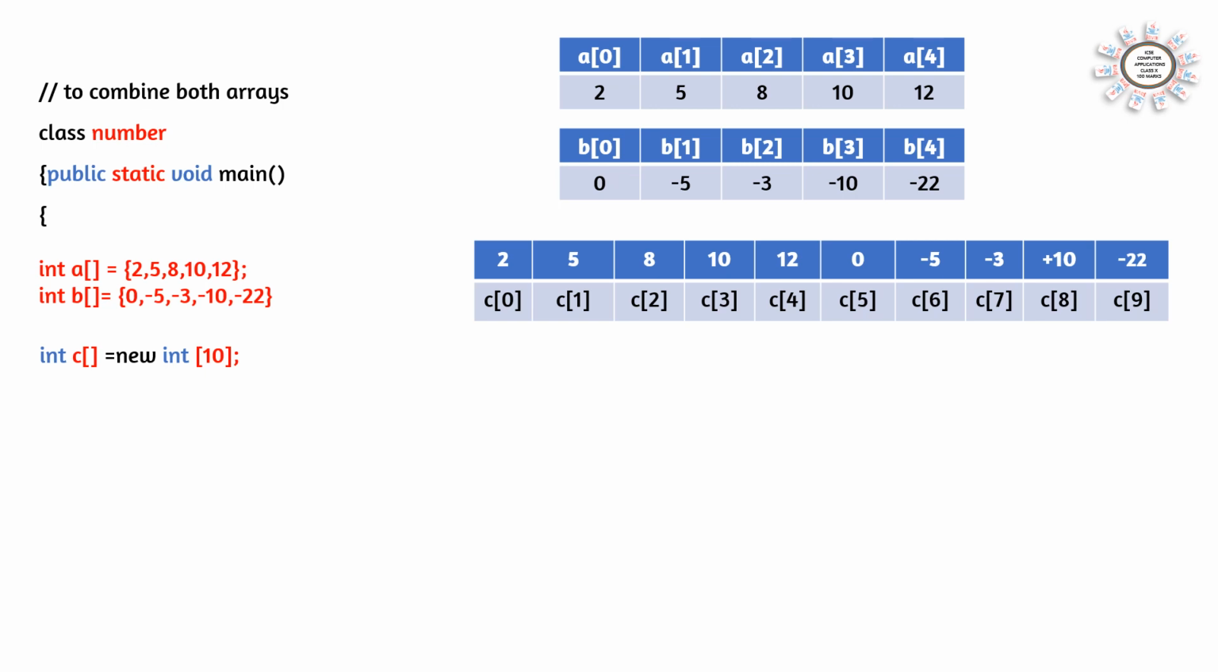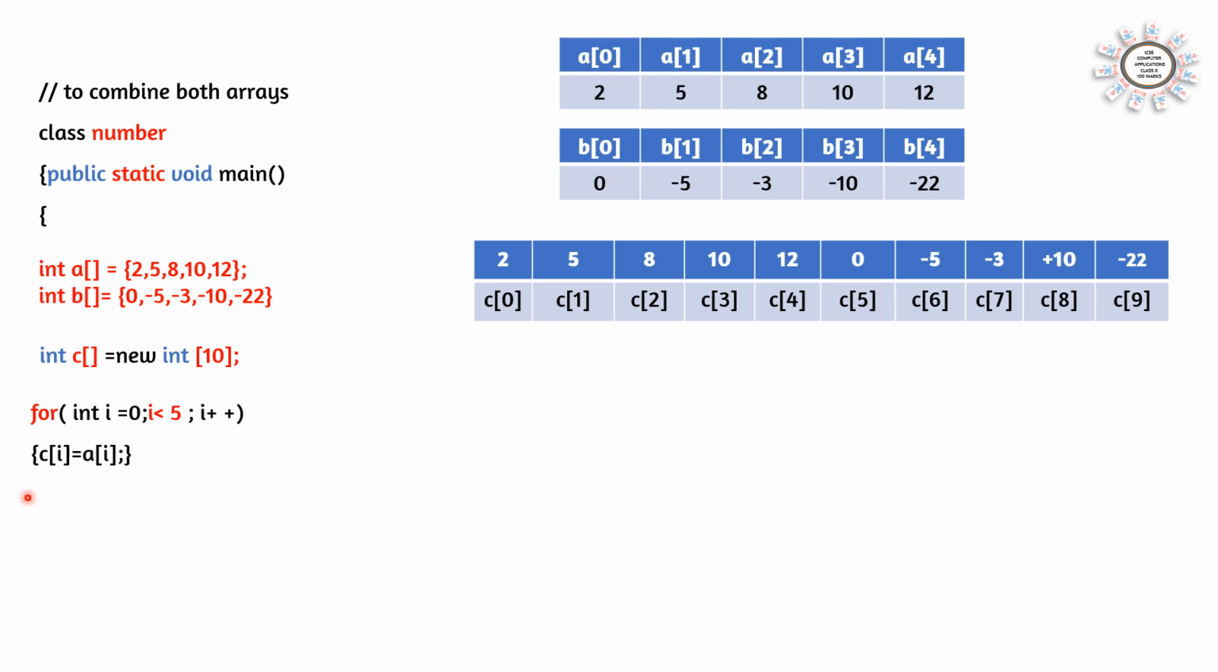The last 5 positions, starting from C5 to C9, are filled with array elements from B. So we can make the loop according to that. int i = 0, i less than 5, i plus plus, because starting from C0 to C4, less than 5 means till 4. We are filling the array C with elements of array A.